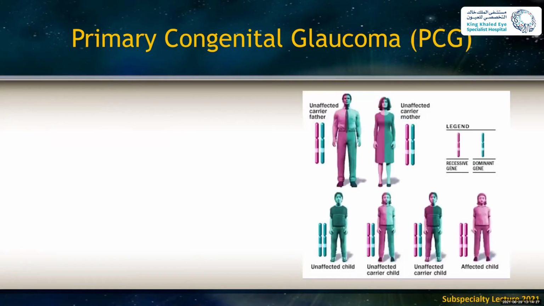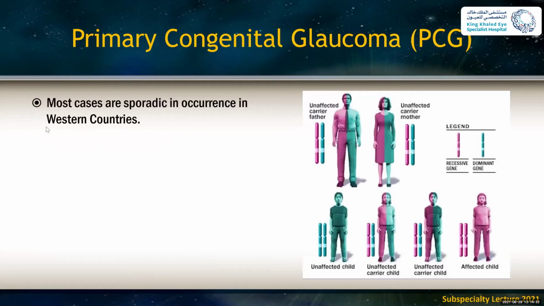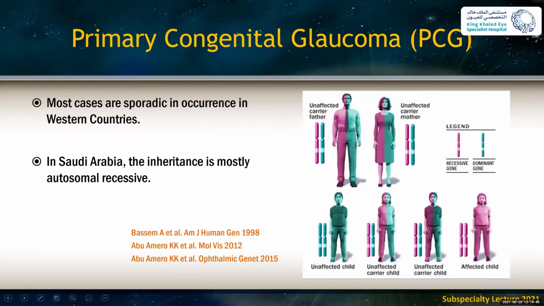So again, the disease occurs in most cases sporadically in Western countries, and in our country many studies show it is inherited in an autosomal recessive pattern. So again, this tells us why the disease is very severe in our population.